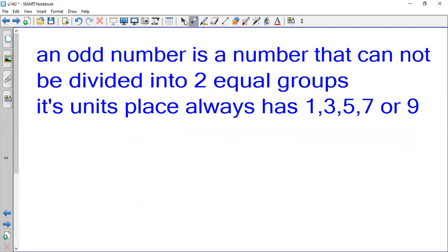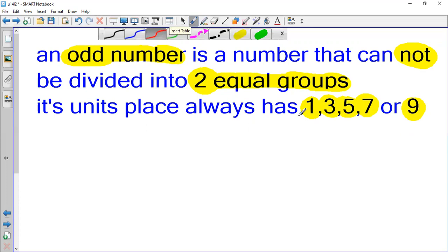What about the odd numbers? An odd number is a number that cannot be divided into two equal groups. This means there will be 1 as leftover. I cannot make an odd number into two equal groups without having 1 as leftover. And all the odd numbers end with 1, 3, 5, 7, or 9. So any number that has one of these numbers in its units is called an odd number.